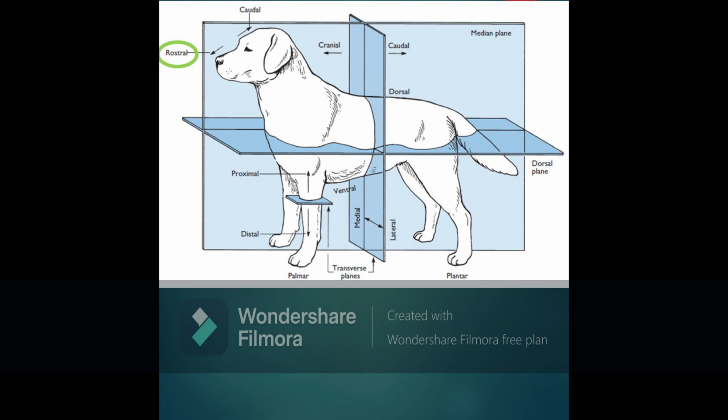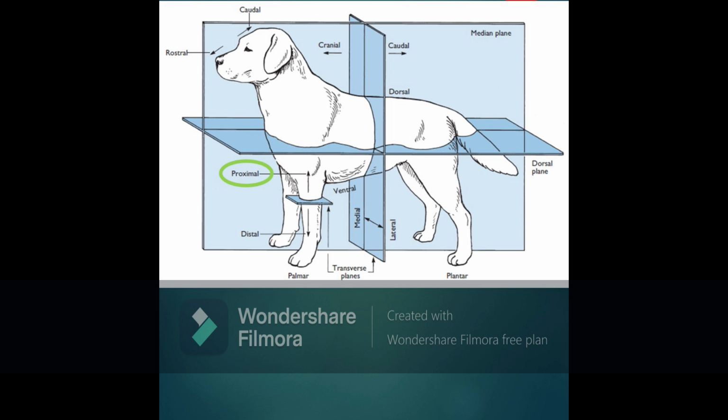Rostral is a special term that is used only to describe positions or directions on the head. The term cranial loses its meaning on the head because the cranium is part of the head. Caudal retains its normal meaning on the head because it still means towards the tail end of the animal. Rostral means toward the tip of the nose or rostrum. For instance, an animal's eyes are located rostral to the ears, or the poll or top of the head is caudal to the forehead.